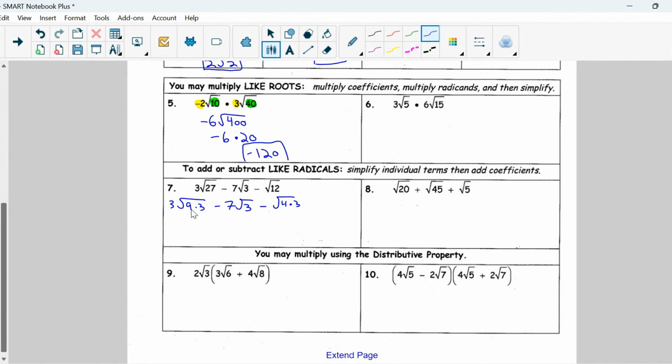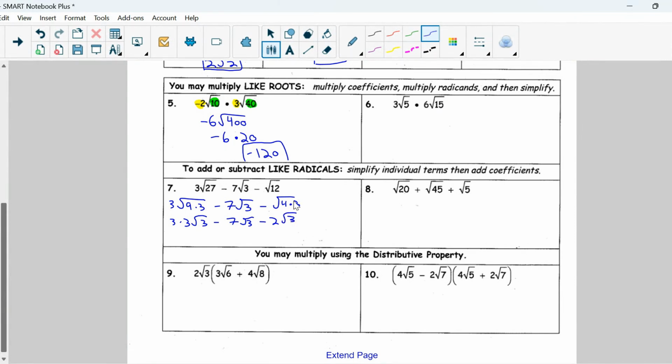So I have the square root of 9, which just gives me 3. So I have 3 times the square root of 3, minus 7 times the square root of 3. Nothing changes there. And then I'll take the square root of 4 here. So that's minus the square root of 4, which is just 2 square roots of 3.